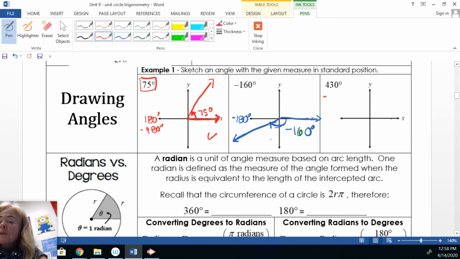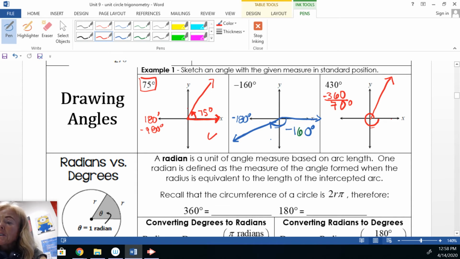So what I like to do is subtract a revolution from the 430 degrees, and that will take away at least that 360 degrees so I can see what's left, and it looks like it's 70 degrees. So I'm going to move one full revolution for 360 degrees plus another 70, which is probably about right there, being that that would be another 90 at the y-axis there.